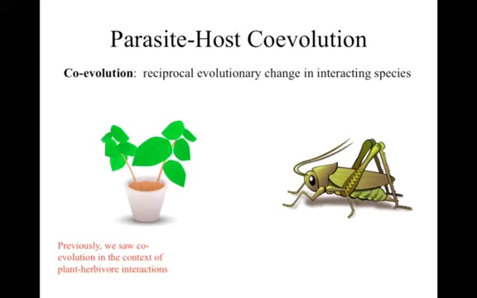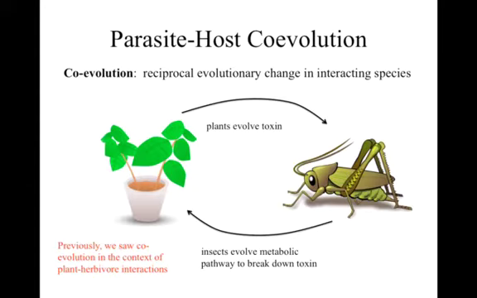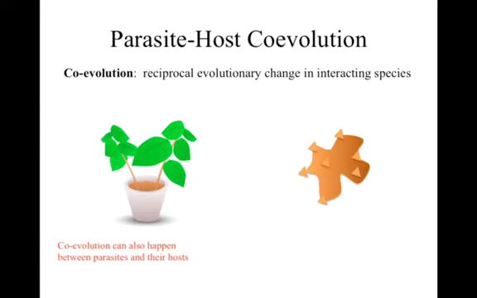All right, so in the last class we talked about coevolution. We've talked about this in a couple classes before. It's basically that reciprocal evolutionary change in interacting species. In the last class, where we were looking at plant-herbivore interactions, we saw that plants can evolve a toxin, and frequently the herbivore will develop some metabolic pathway to break down the toxin, or else it will evolve so that the toxin is no longer effective. And then the plant will evolve a new toxin, and we go round and around this cycle in the process of coevolution. Not surprisingly, coevolution also happens with parasites.